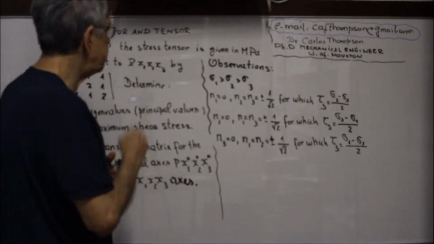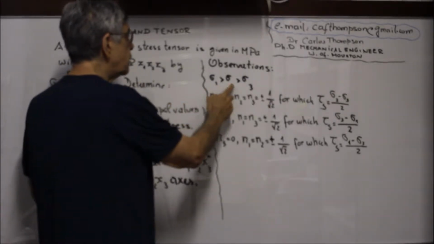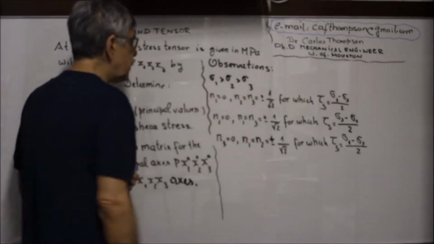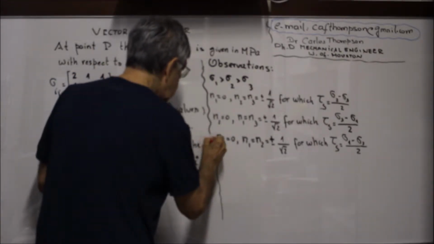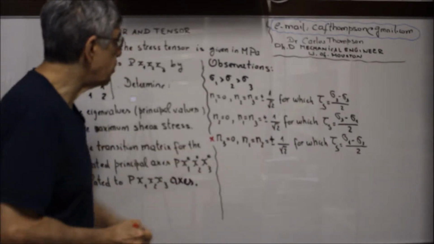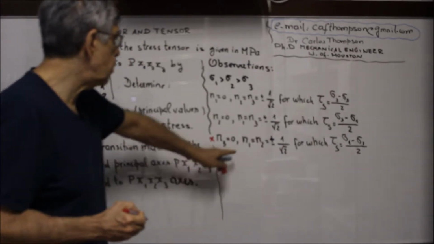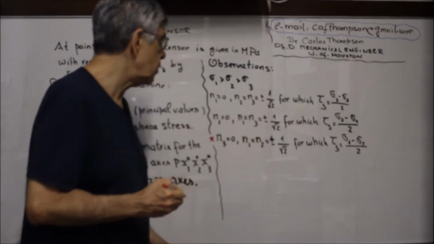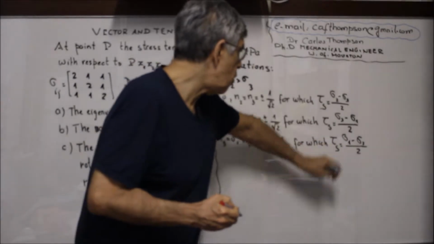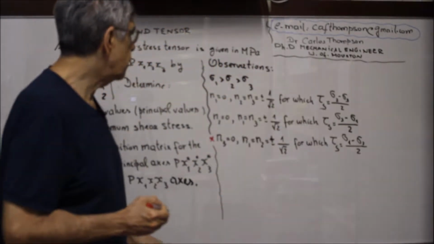Now, observation, as we did before: you set sigma 1 greater than sigma 2 greater than sigma 3. As pointed out before, this example we already did. For n3 equal to 0, n1 equals n2 equals plus or minus 1 over square root of 2, for which tau max is sigma 1 minus sigma 2 divided by 2.